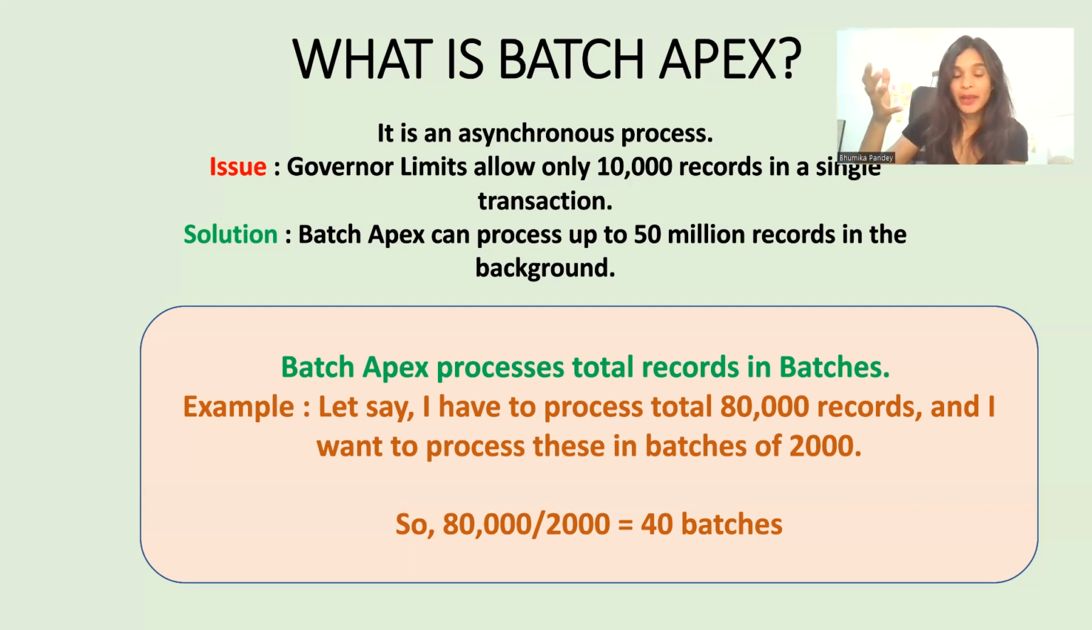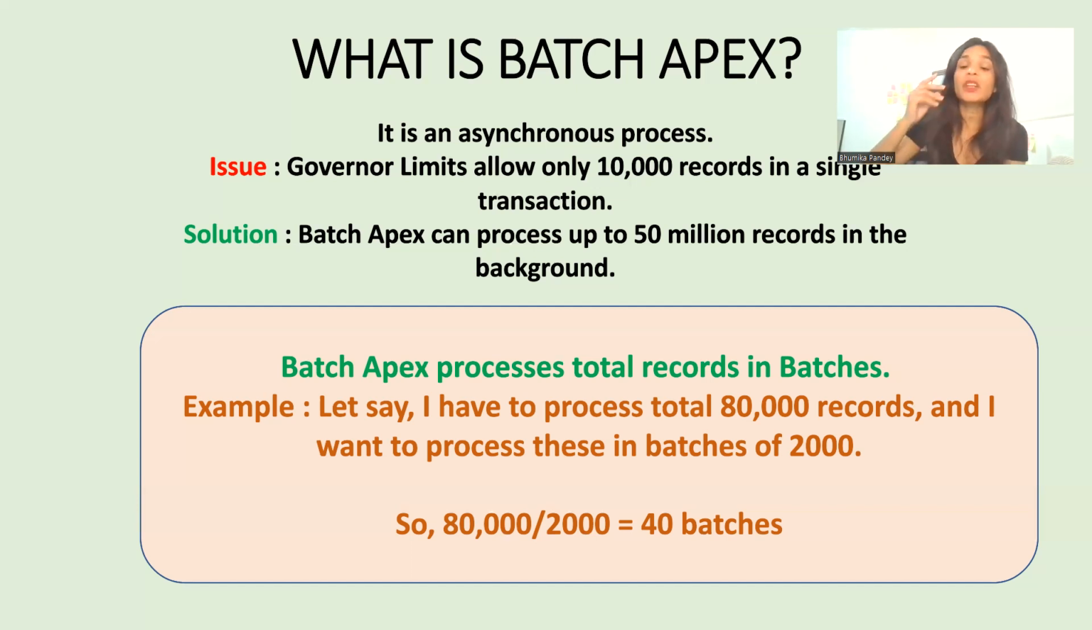Because for any kind of process where the dependency is not on any of the other tasks, then you can actually push those tasks or processes into an asynchronous process, right? So this series has been about the asynchronous process. The first one was future methods, that is available in Salesforce. The second was queueable Apex. Now this is the third one, which is batch Apex.